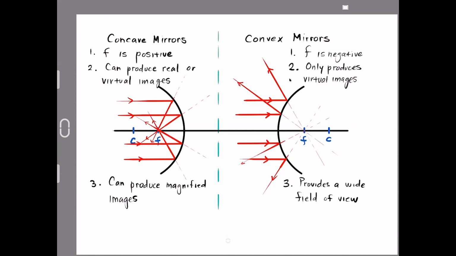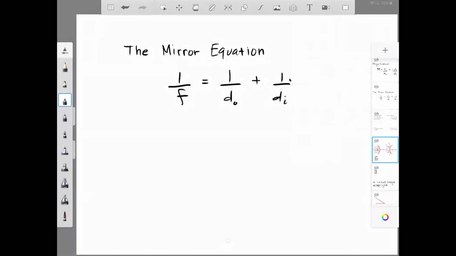Okay, now let's take a look at two formulas that are important to the study. The first is the mirror equation. Anyway, here it is, the mirror equation. So the mirror equation is 1 over f, f being the focal length, equals 1 over dO, which is the object distance, plus 1 over dI, which is the image distance.